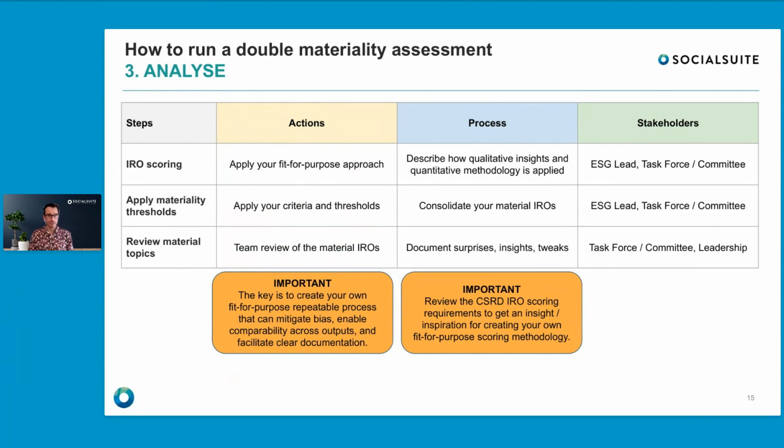Once you've done that, applied scores to your data set, look at your criteria that you set and the thresholds that you set at that very first stage there. And that enables you then to quite easily consolidate your material IROs and sustainability topics. So this is where you go from that long list and start to really apply the threshold and see which topics flow to the top into those areas that are material.